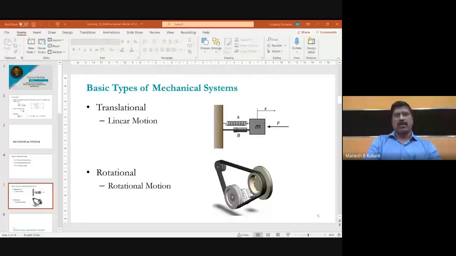Sir, your mic is off for A division. Okay, now it is on. Yes. Okay, fine. I'm sharing my screen again. I hope the screen is visible to A division as well as B division, right? Is this fine? Yes, sir. Okay, thank you.